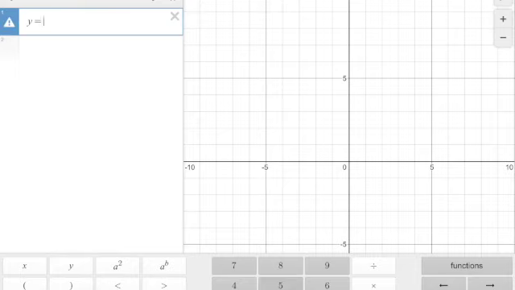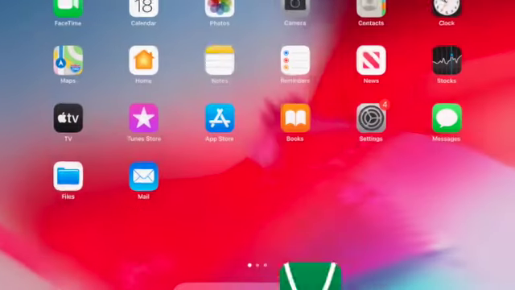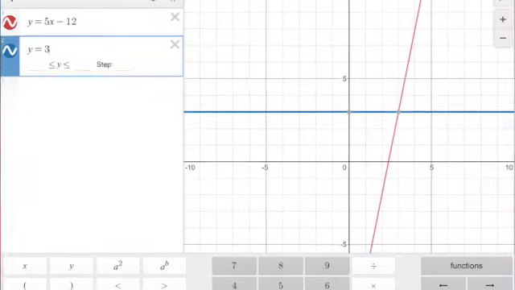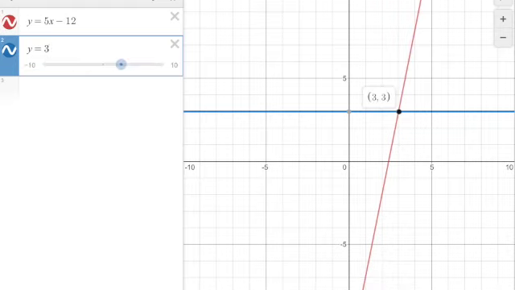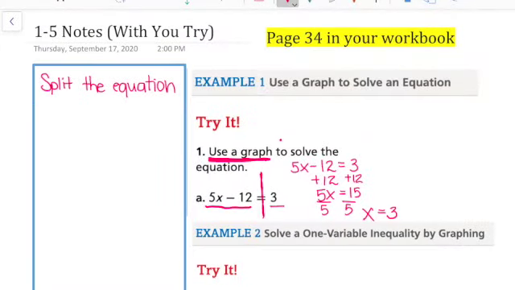In Desmos, I'm going to go over here and say y equals 5x minus 12. And then in y2, I'm going to put y equals 3. So notice what I did here. I took the equation and put each expression in as y equals. So right here, 5x minus 12, y equals 3. I look for the intersection point. The intersection point is 3, 3.